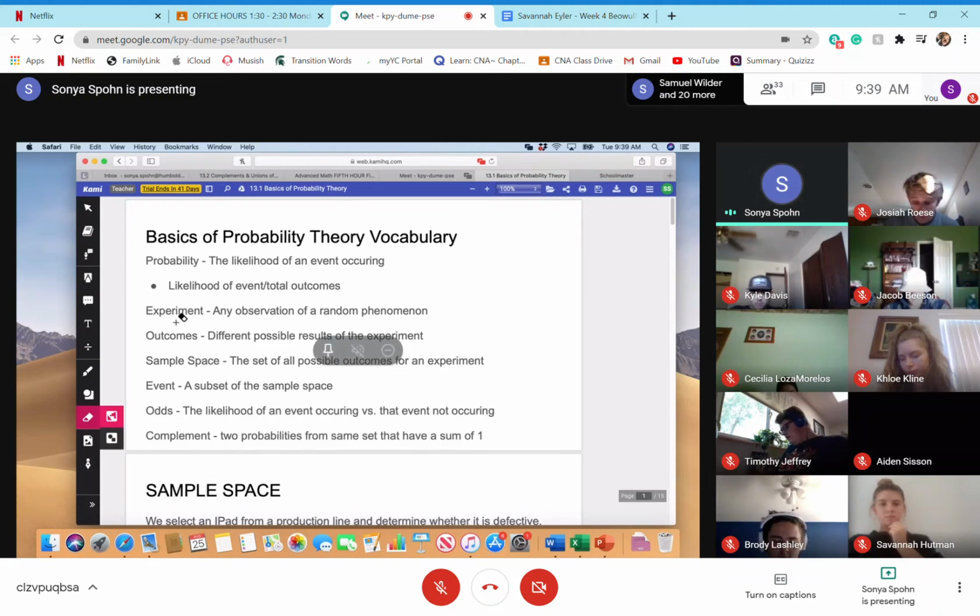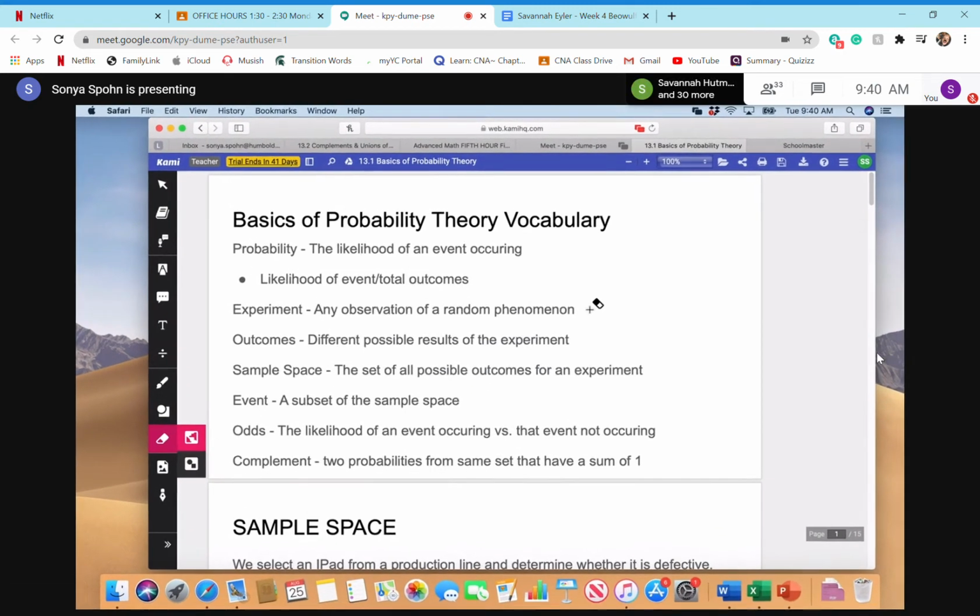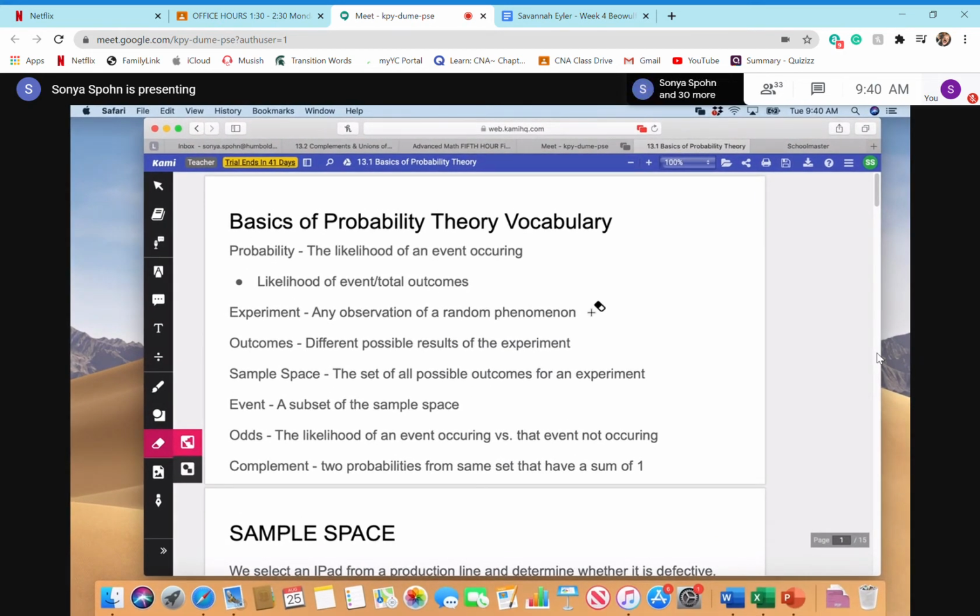An experiment is any observation of a random phenomenon. So you guys kind of know an experiment. If I say, what's the probability of flipping a coin, versus actually picking the coin up and flipping it? Outcomes are the different results of the experiment, and a sample space is the set of the outcomes. So they're very similar, kind of the same thing.